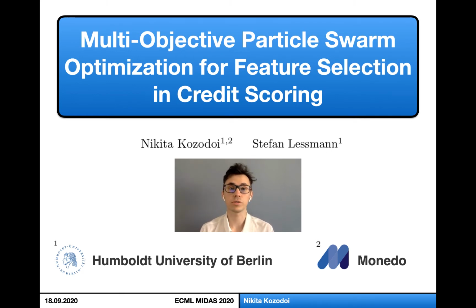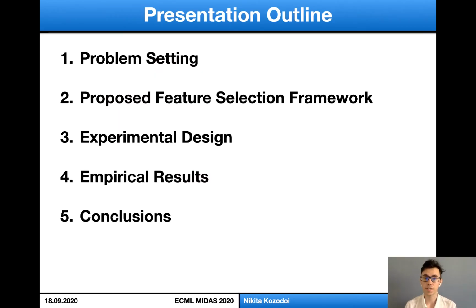And today I'm going to talk about feature selection in credit scoring and a multi-objective particle swarm optimization technique that we developed. I'm going to start with some background. What is credit scoring and why is feature selection important there? Then I'm going to talk about the proposed multi-objective framework and then move on to the experimental design and some preliminary empirical results that we gathered on credit scoring datasets.